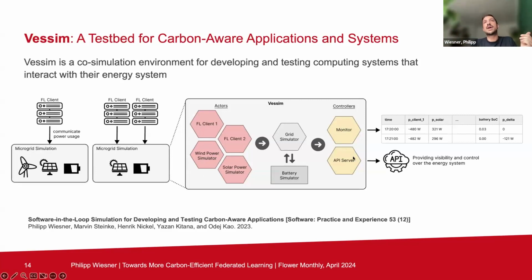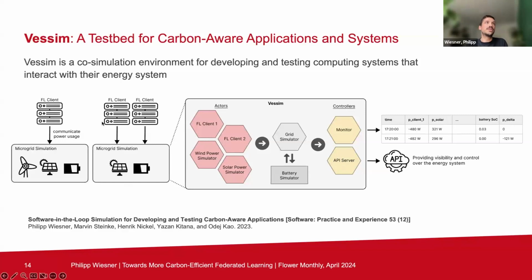And then you as a user are able to implement controllers. And a simple controller, for example, could be a monitor, which just periodically writes down the state of the energy system to your disk or shows it in a graphical user interface or something. But you're also able to implement an API server, like some REST server, that gives visibility and control to your computing system in real time. So this is called software-in-the-loop simulation.